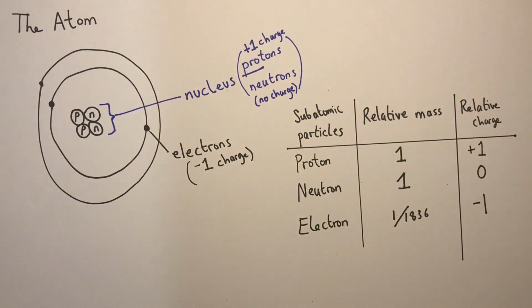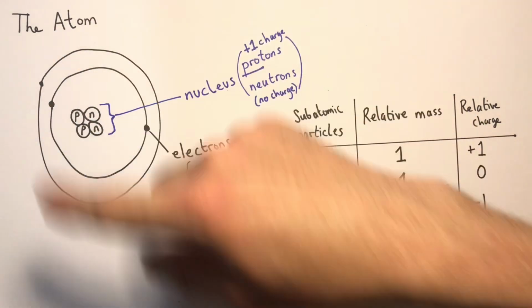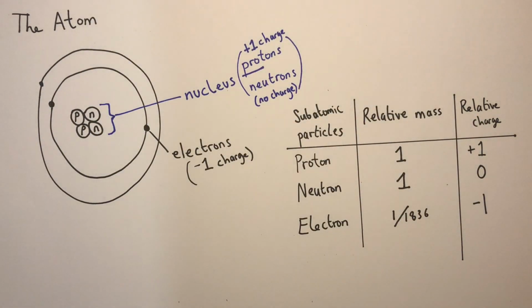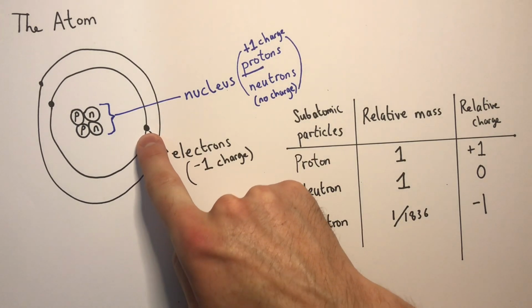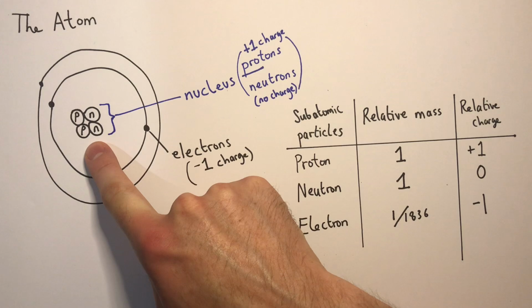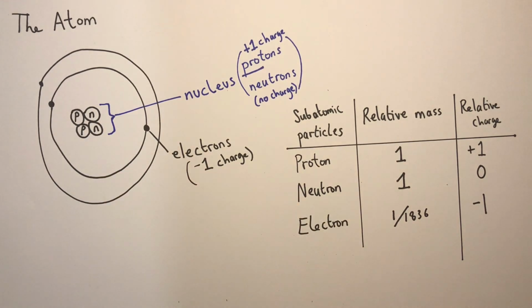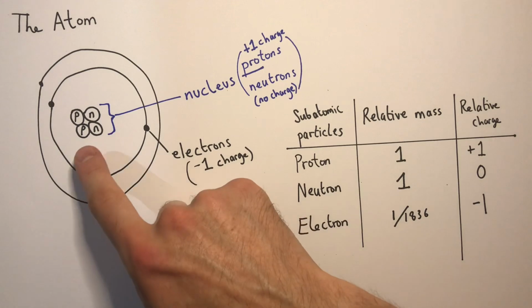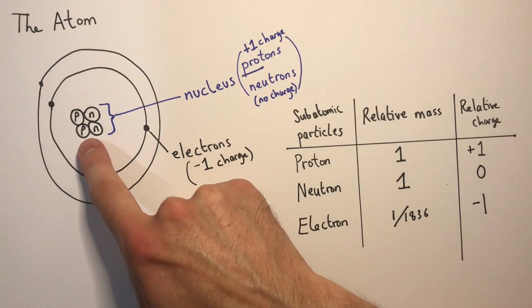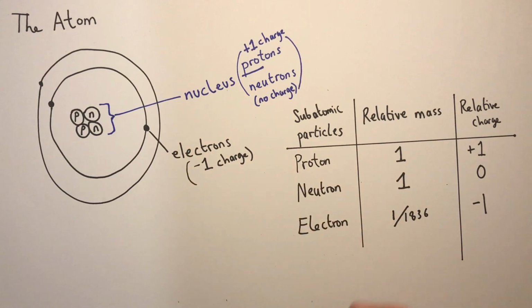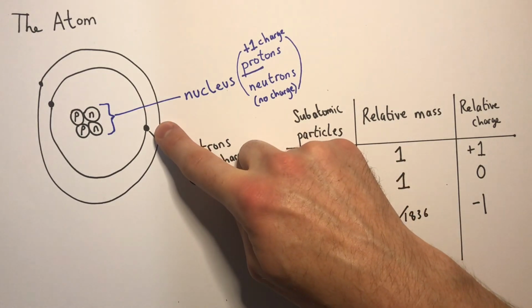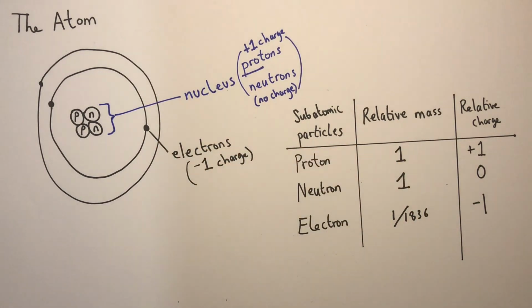So in the same way as the planets go around the sun, because there's a gravitational attraction between the planets and the sun, there is an attraction between the electrons and the protons inside the nucleus. An electrostatic attraction, so opposite charges attracting each other. So the +1 charge of the proton, each proton, and the -1 charge of each electron, they're opposites. So the electrons are remembered as having a -1 charge.